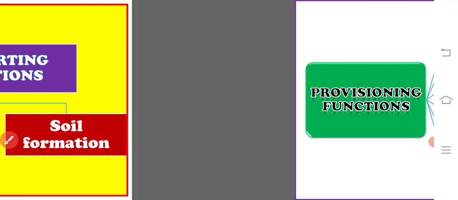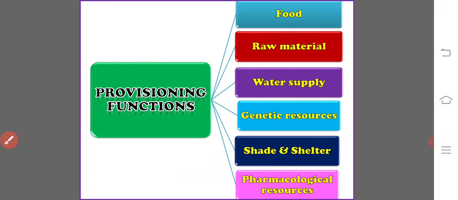And coming to the third one, provisioning functions. There are six provisioning functions, where the provision of food, raw material, water supply, genetic resources, shade and shelter, and pharmacological resources are provided by the ecosystem. These are the provisioning functions.